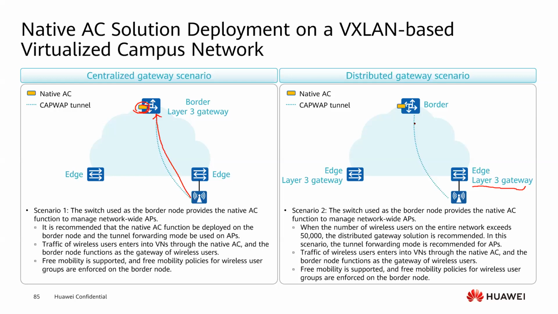So for the wireless user, the gateway is also on the border node because the AC is here. And for the authentication point, it's also on the native AC. So we suggest you use the tunnel mode to transfer the traffic. The traffic is sent directly to the border, and there it will act as the policy enforcement point of the wireless user.